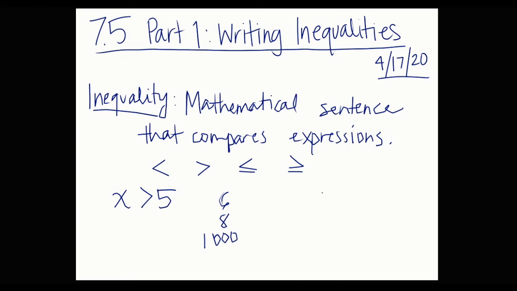So we could also see an inequality like Y is less than or equal to 6. This means Y could be anything smaller than 6, and Y could be equal to 6 as well. Over here with X is greater than 5, X cannot be equal to 5. This is saying X is strictly greater than. So basically 5.000001 and anything above that.